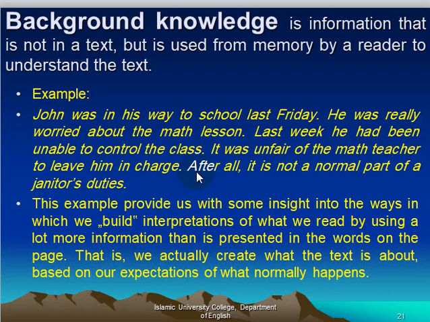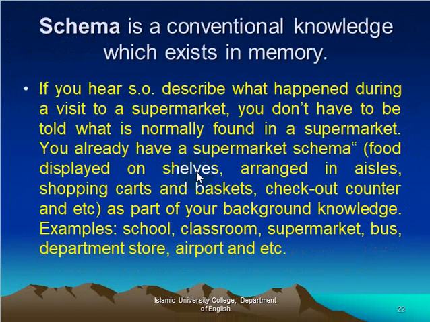Okay? And finally, we'll have schema and script. Schema is conventional knowledge which exists in memory. If you hear somebody describe what happened during a visit to a supermarket, you don't have to be told what is normally found in a supermarket because you have already got the schema of this place: food displayed on shelves arranged in aisles, shopping carts, and so on and so forth.